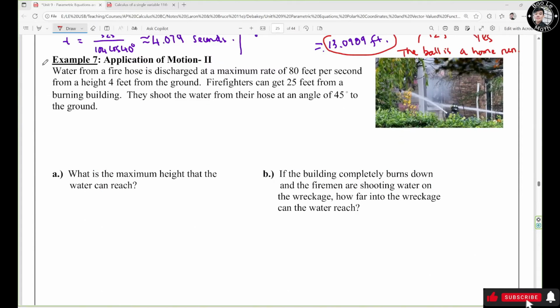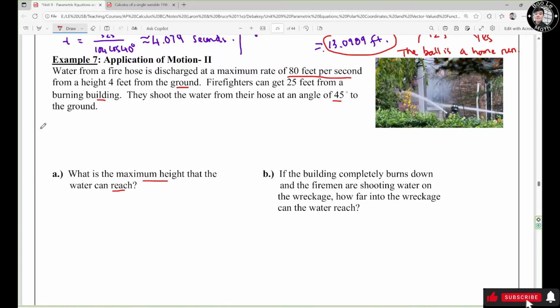Now let's move on to example number 7. Water from a fire hose is discharged at a maximum rate of 80 feet per second from a height 4 feet from the ground. Firefighters can get 25 feet from a burning building. They shoot the water from their hose at an angle of 45 degrees to the ground. Question A. What is the maximum height that the water can reach?